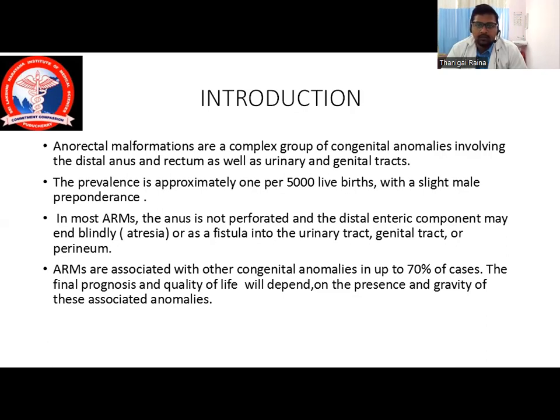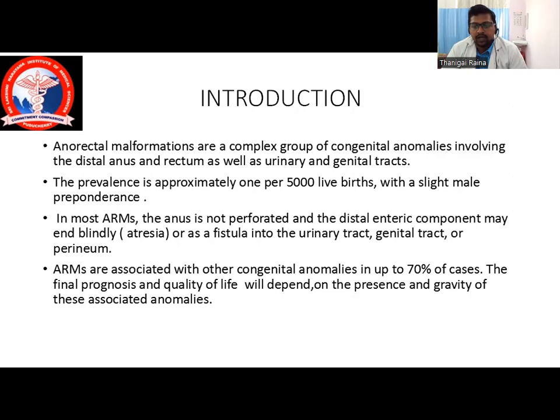Though the prevalence is approximately 1 in 5,000 live births, male babies are slightly more commonly affected. ARM means anorectal malformation. So in most ARMs, the anus is not perforated and the distal bowel component, that is the rectum, may end blindly. Blindly means it is called atresia. There is no opening, or the mucosa is atrophic, or there is a fistula into the urinary tract or genital tract or in the perineum.